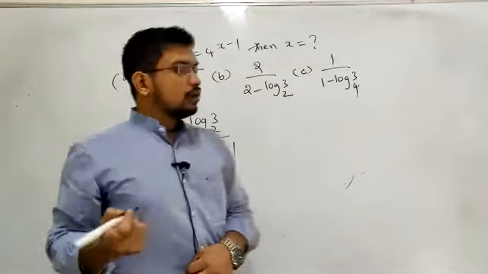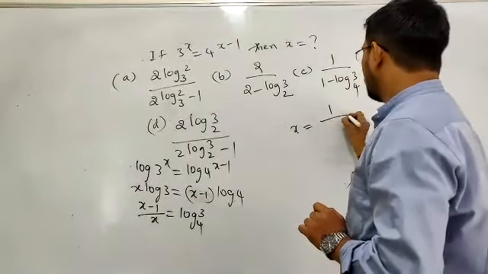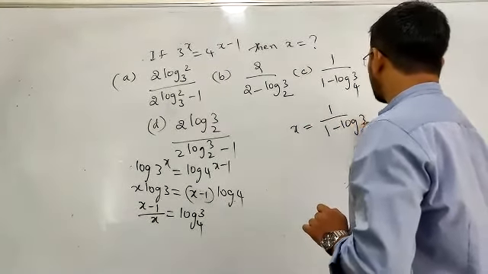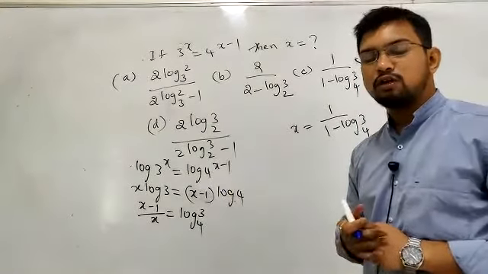Now from that you will get x equal to 1 by 1 minus log 3 to the base 4. From that you will get x is equal to 1 by 1 minus log 3 to the base 4. That's how it comes.